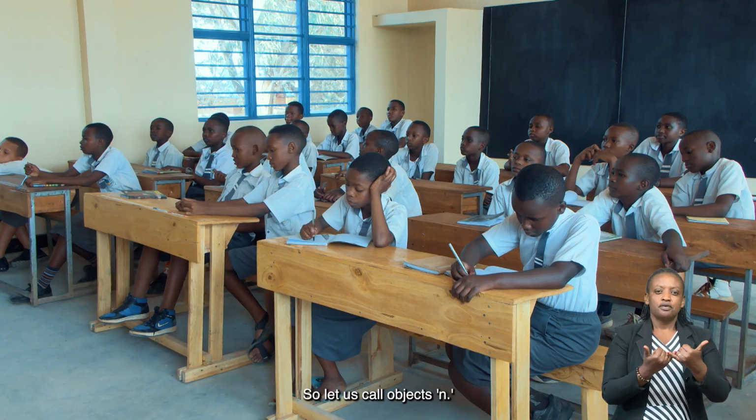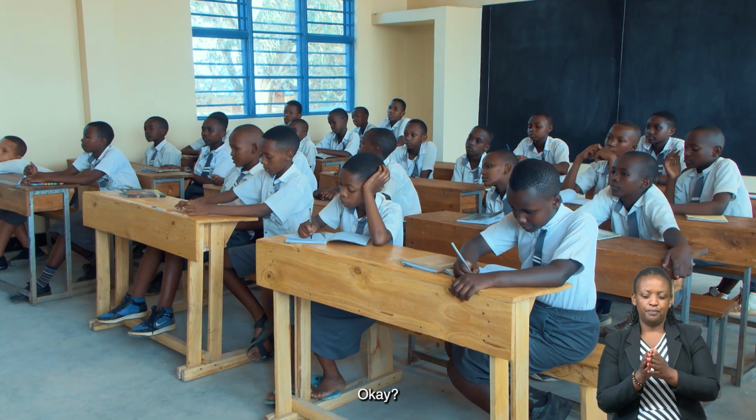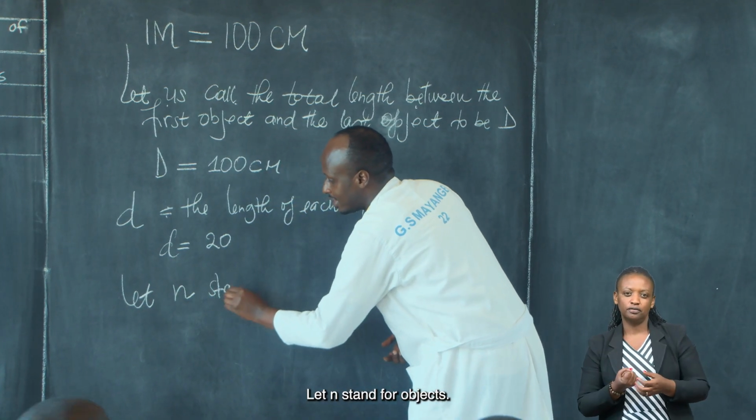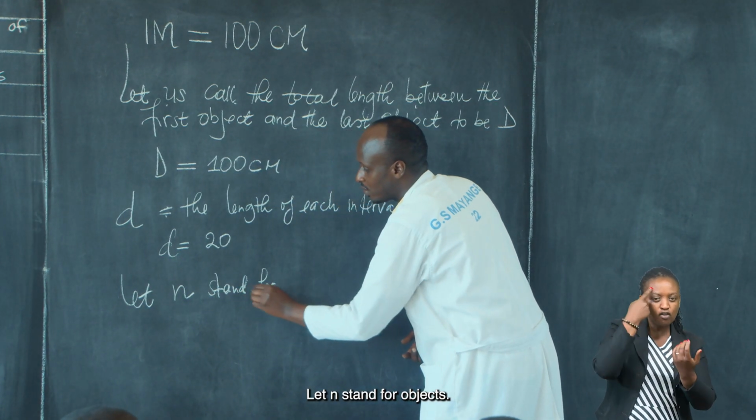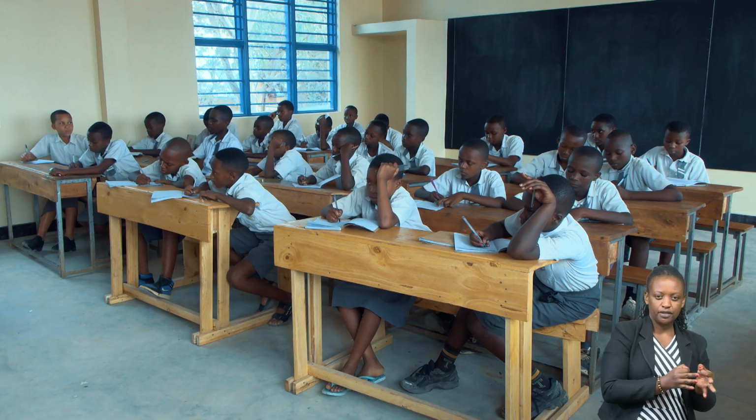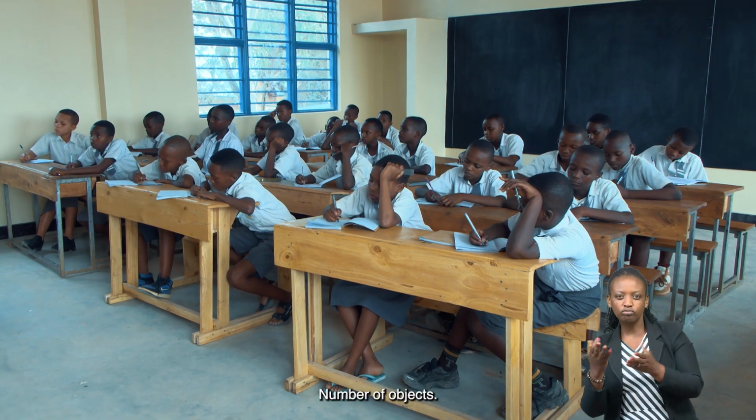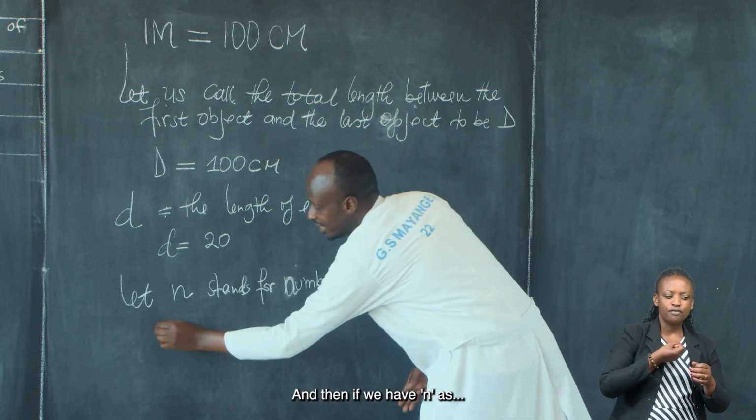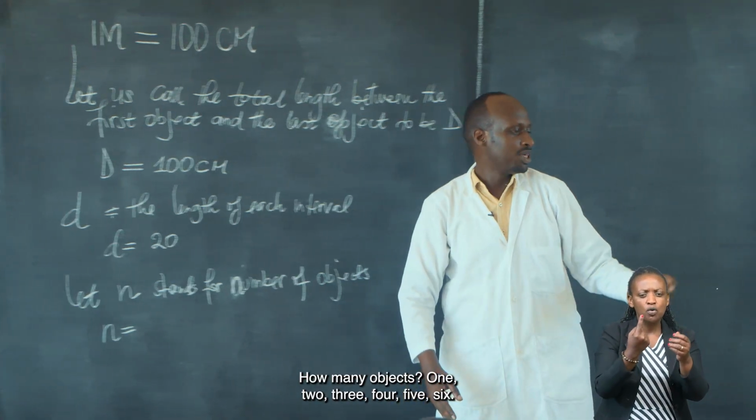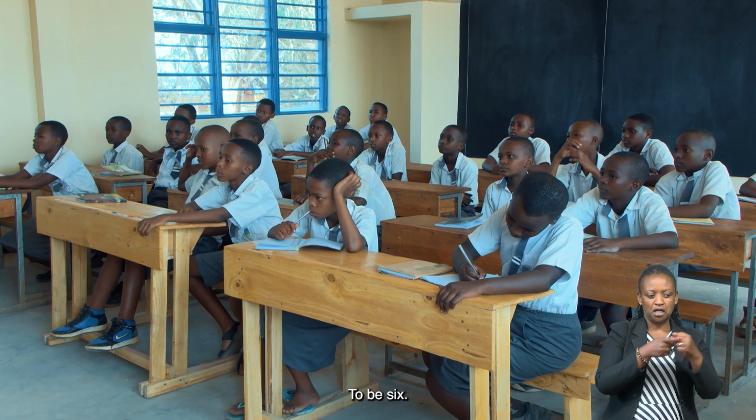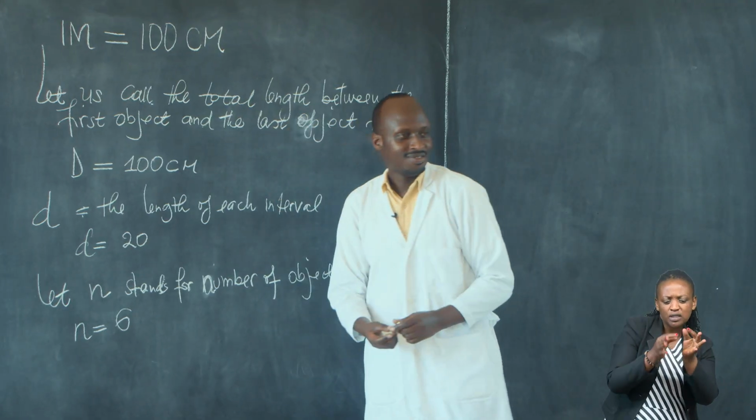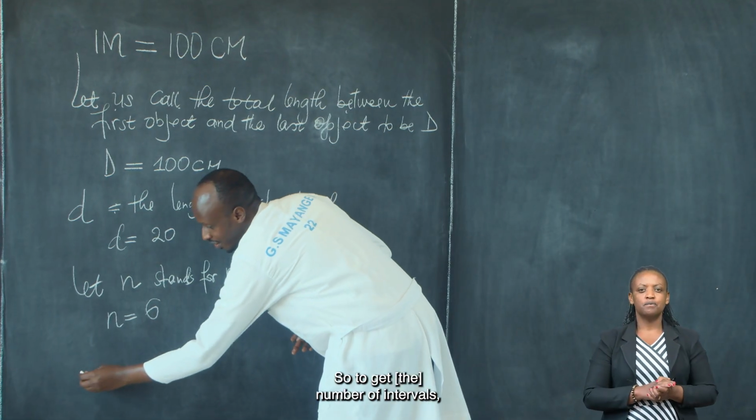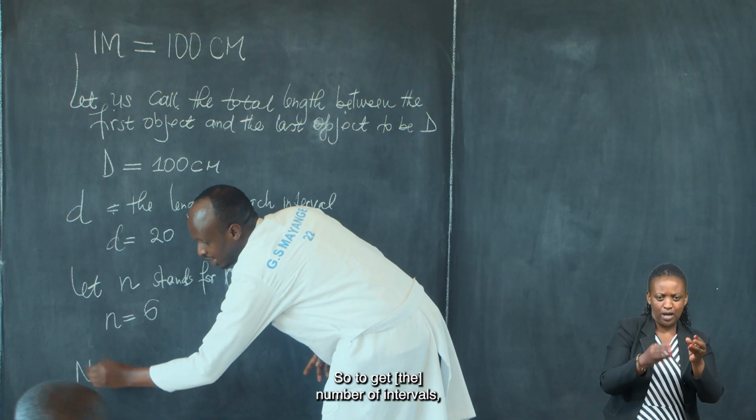So let us call the number of objects n. Let n stand for the number of objects. If we have n as how many objects? 1, 2, 3, 4, 5, 6. n is 6. How many intervals? 5 intervals.